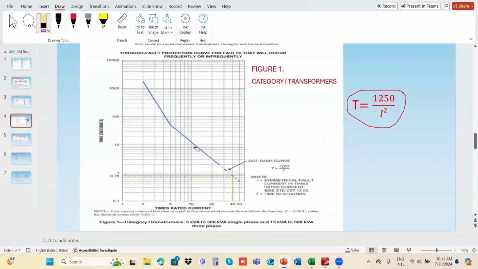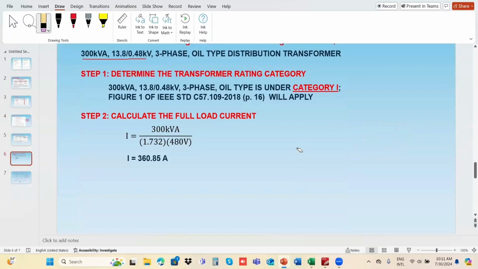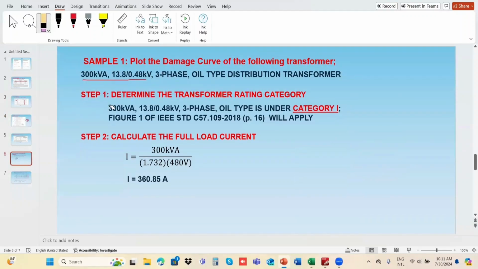Now, let's have a sample. Okay. So we have sample 1. So we have to plot the damage curve of the following transformer. So the transformer is 300 kVA, 13.8 primary, and 480 volts secondary, three-phase oil type distribution transformer.